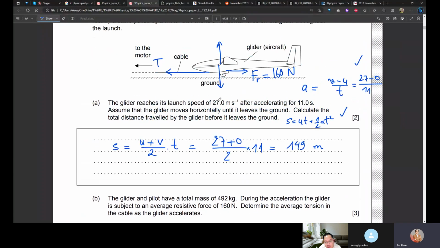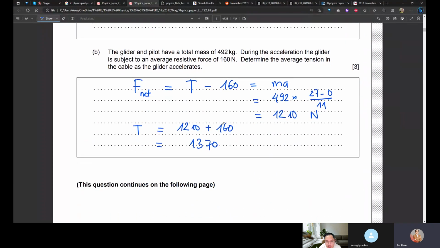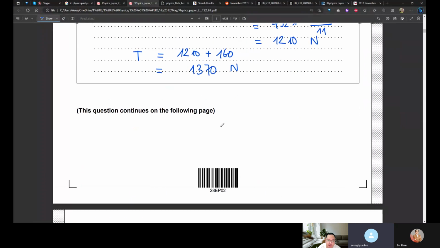The speed is 3 significant figures, the time 3 significant figures, the mass 3 significant figures also. So we can use 3 significant figures, which is 1,370 Newton. Or you can round to 1,400 Newton, I've checked, that's the maximum you can round to. That's the tension. Did you do it correctly?